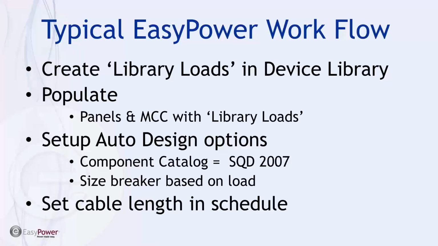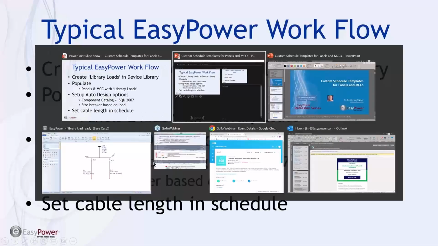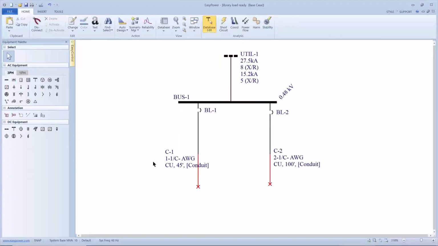So in my auto design, I've specifically set up a pointer to use the Square D 2007 catalog because that's the type of breakers I'm using. And then I want to make sure that I'm sizing the breaker once I've established the load, and you'll see how that can be done automatically when I get into the tools. So let's jump into this and let me show you what I'm talking about.